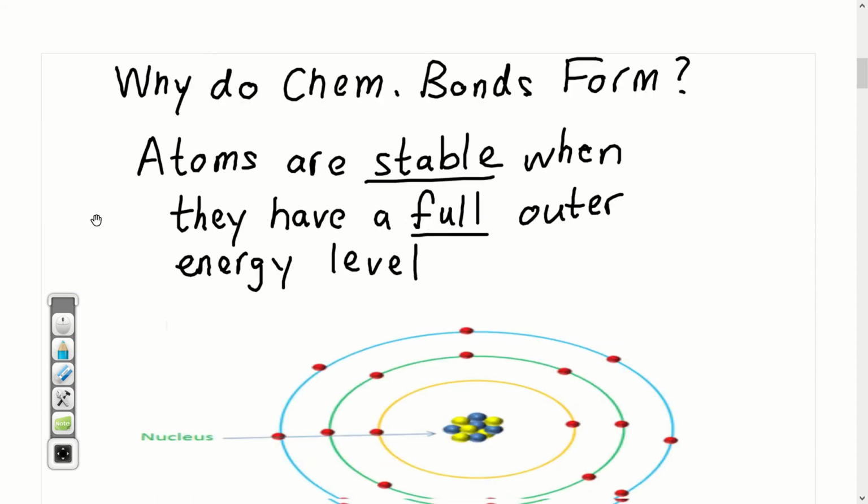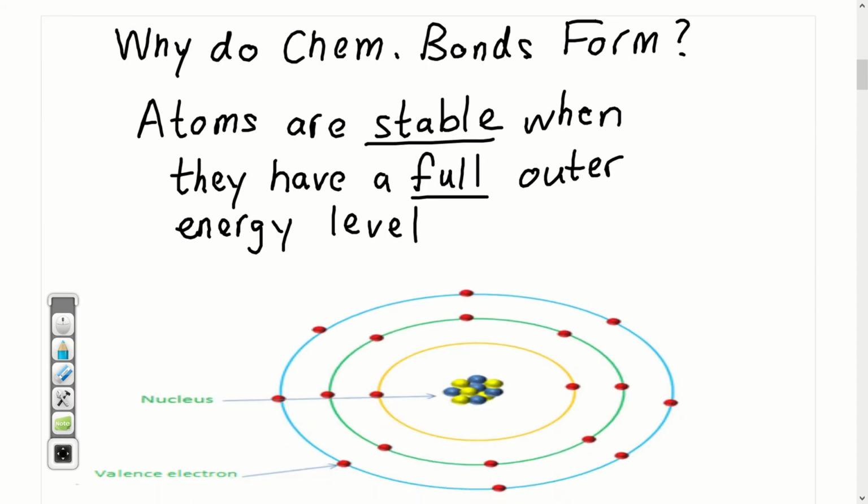So the thing is, why do these happen? I already said, obviously, it has to do with energy. But it's because when atoms come together, the reason they're trying to come together is they want to have something called a full outer energy level. Atoms are at their most stable when they feel like they have a full outer energy level.